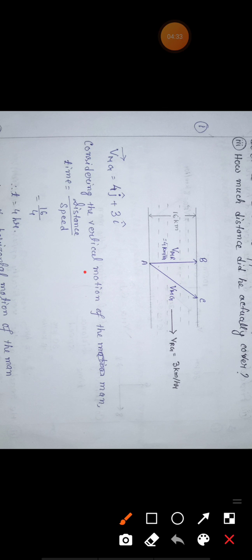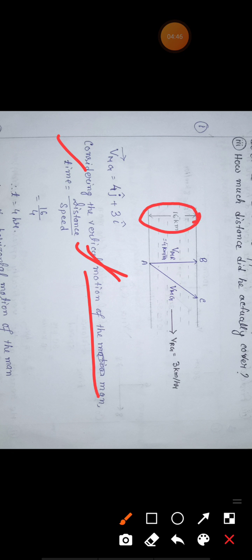Okay, so that's why we will only consider the vertical motion of the man. Time is equal to distance by speed, or sorry, time is equal to displacement by speed. You write here not distance by speed, you write displacement by speed. Displacement is how much? Width of the river is 16 km, and speed is 4 km per hour.